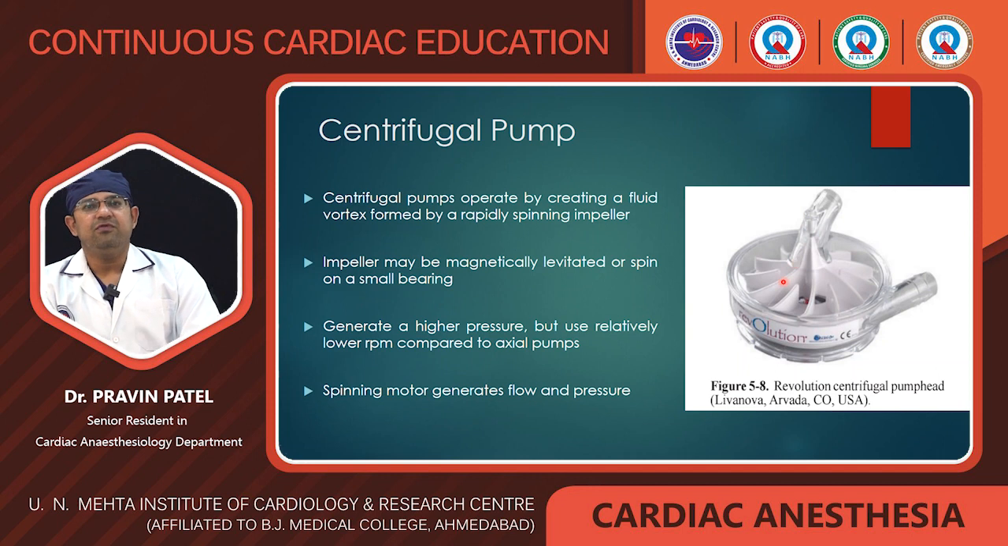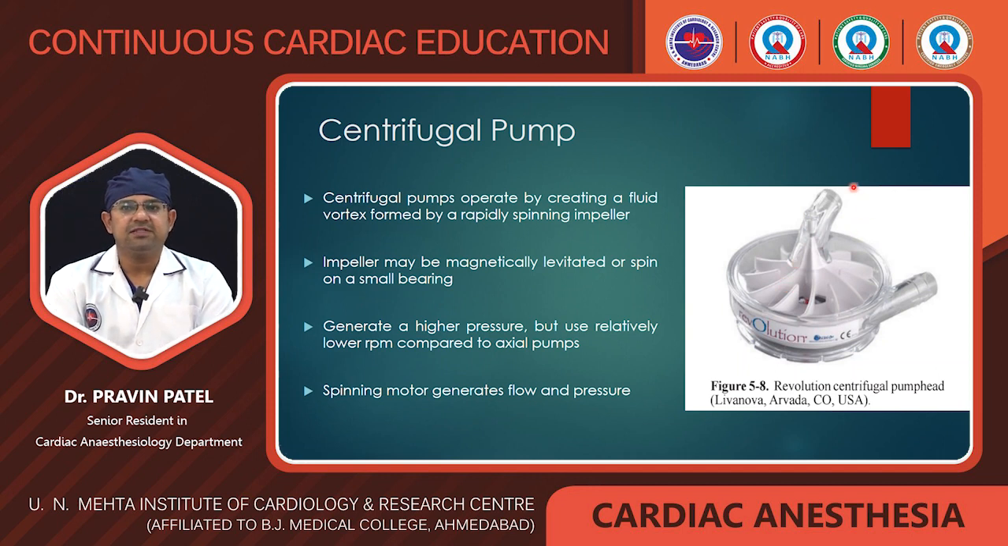Now comes the centrifugal pump. The centrifugal pump has a dedicated inlet and outlet. These are the impeller discs, which are equidistant, and again they may be magnetically levitated or based on a small bearing. It generates a high pressure but uses a relatively lower RPM compared to axial flow. Again, the mechanism of this centrifugal pump is based upon the fluid vortex formed by the rapidly spinning impeller.